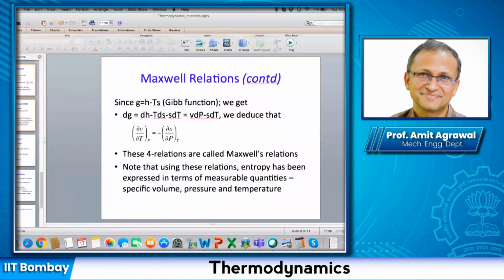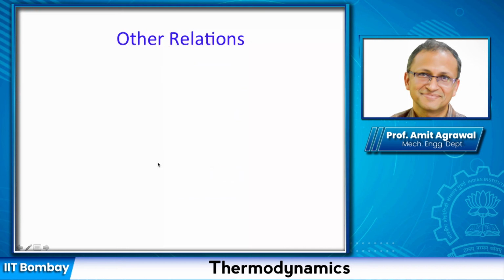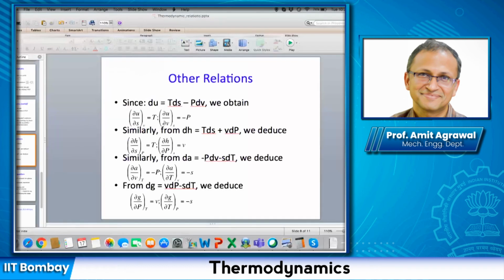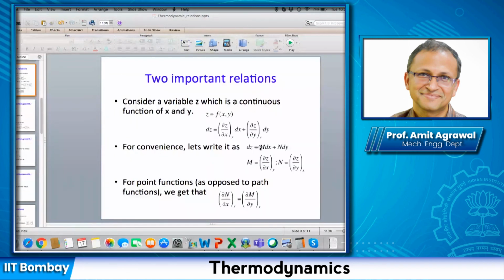And for example, we can start seeing these relationships as well. Again, from dU is TdS minus PdV, we can write out that dU/dS at constant V is nothing but T. Now, where is this coming from? Essentially it is coming from this relationship here, that M is nothing but the derivative of Z with respect to X at constant Y. So that's what we are doing here.